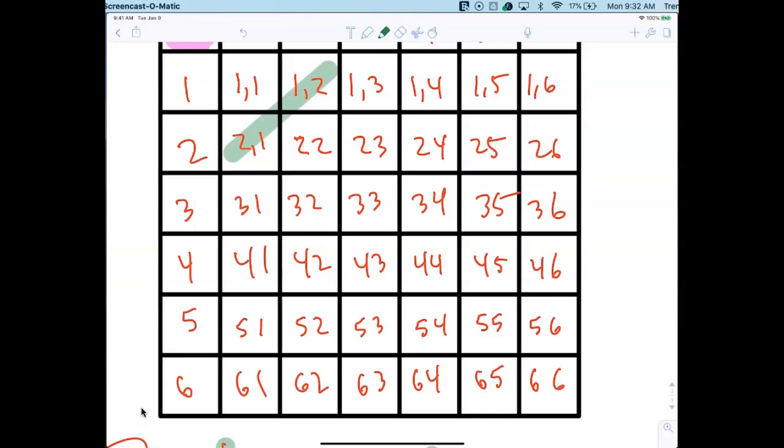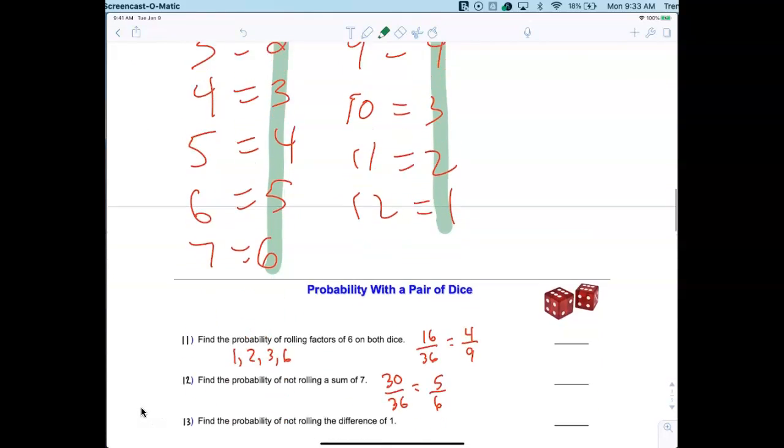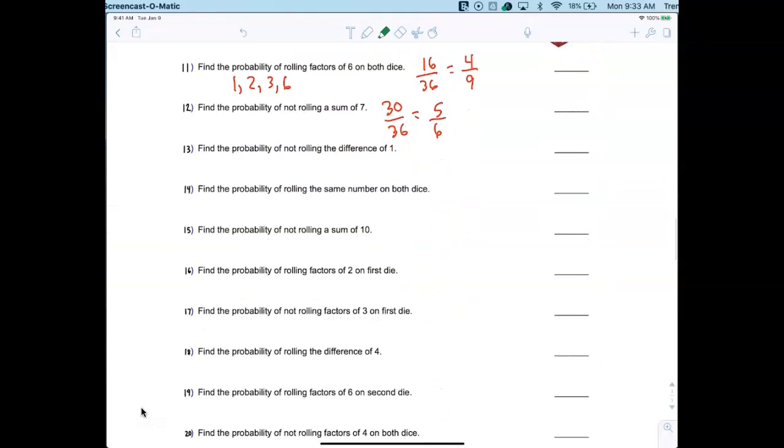3, 2, and 2, 3, right? Then, what else? 3, 4, and 4, 3. 5, 4, 4, 5. 6, 5, 5, 6. There you go, guys. That's the only options. So how many are there? 10. There are 10.